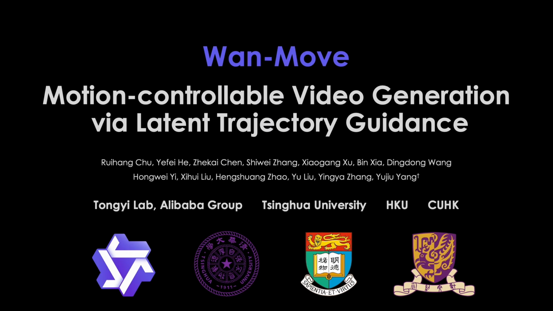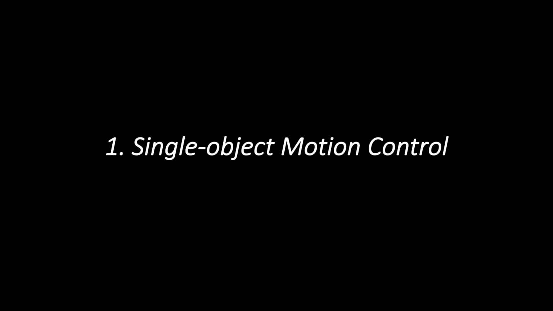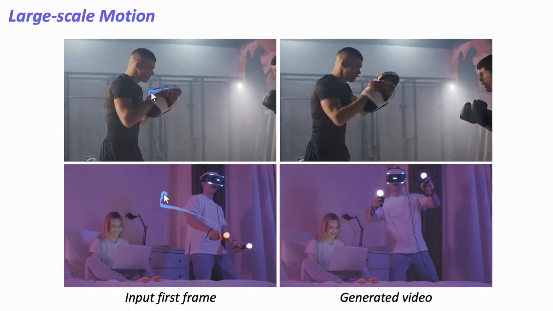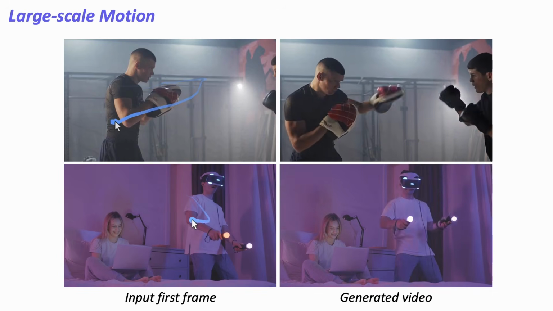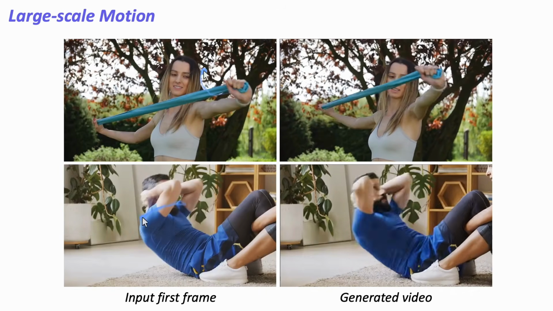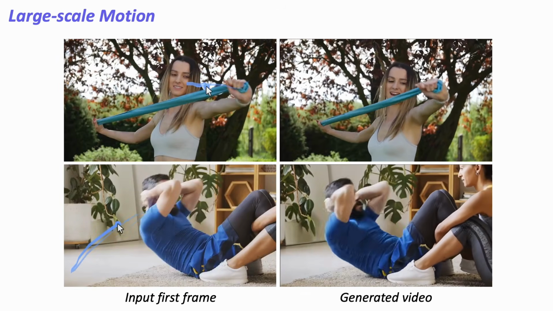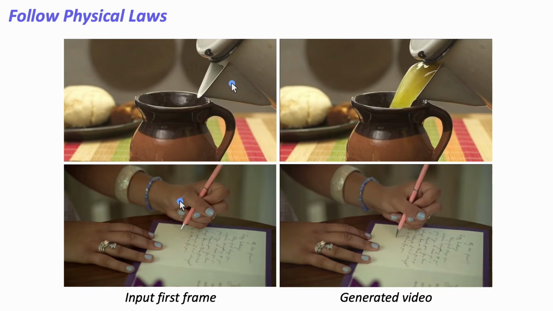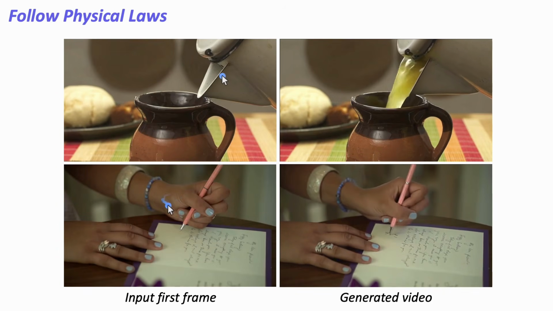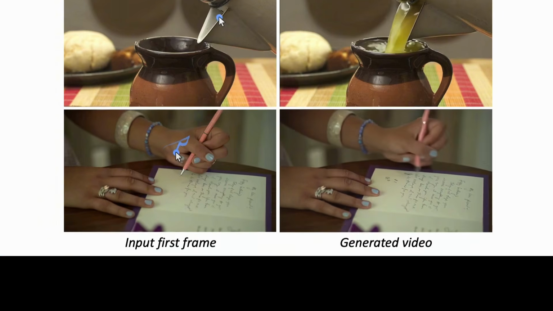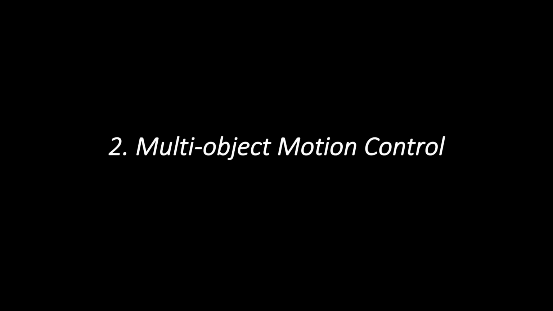Today, I am introducing a new trajectory-guided video generation technique called Wan Move. The biggest characteristic of this model is its wide range of functions. Firstly, it supports the movement of a single object. Furthermore, within the single object movement, we support movements across a very large scale, and it is better able to follow the laws of physics.